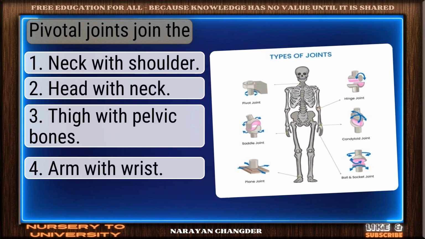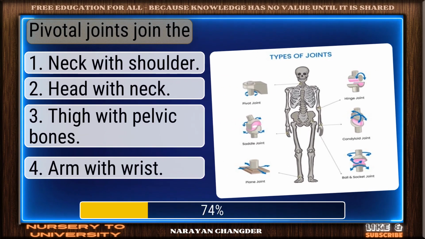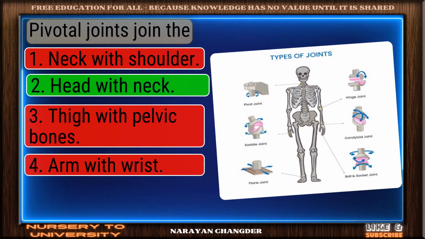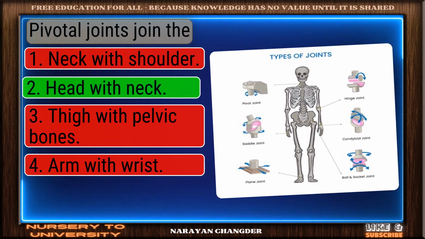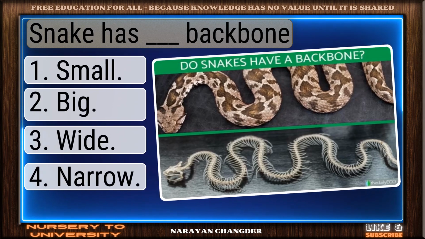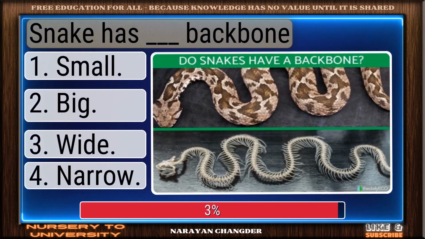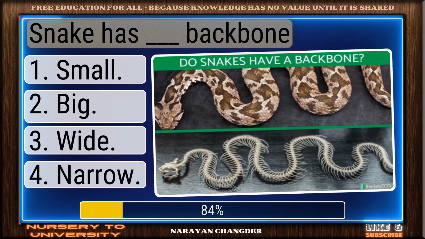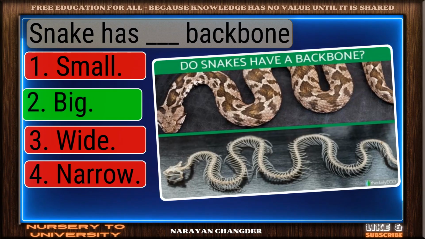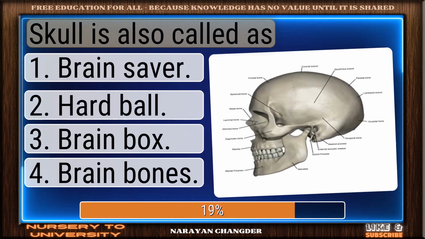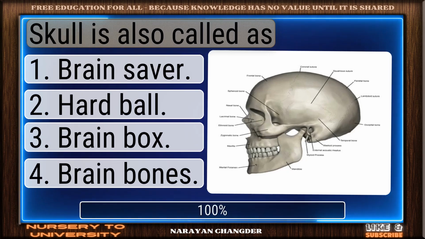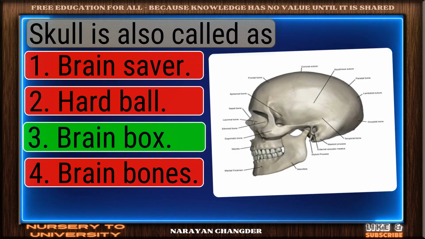Pivotal joints join the. Clear logic. Your choice, head with neck, is sound and 100% true. Snake has dash backbone. You got it. Your choice, big, is right. Skull is also called as. Right choice. Brain box is the best answer.